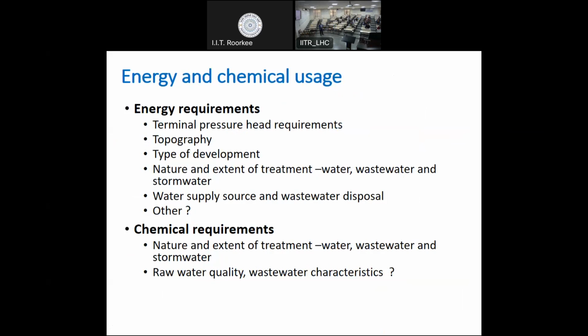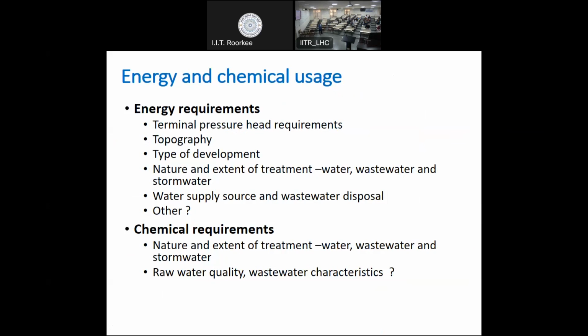So there are a number of factors on which the energy requirement depends: the terminal pressure requirement, topography, type of development, nature and extent of the treatment, the water supply sources from where the water is coming, and also where it is being disposed of. And there can be some other local factors too.